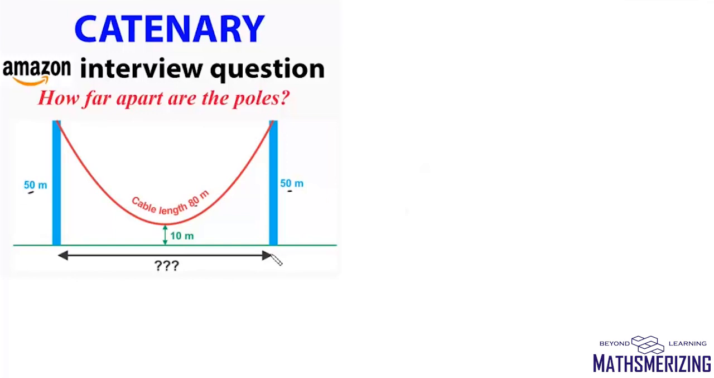Now we know that any hanging cable assumes the shape of a catenary, but this question is not related to catenary per se. We have already discussed the equation of a catenary. I'll provide the link of the catenary video in the description below, so you can check out how to work out catenary equations and half length of cable. First we'll try and solve this question using the normal catenary method, and then we'll see why this question is not related to catenary.